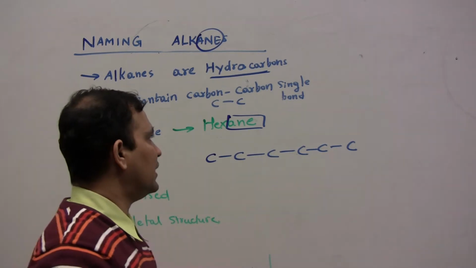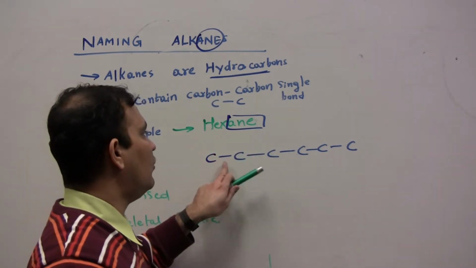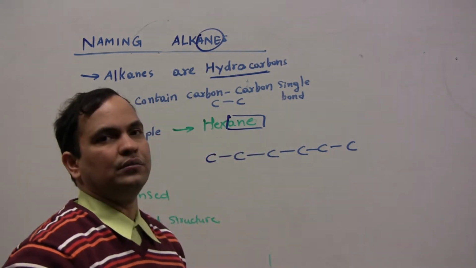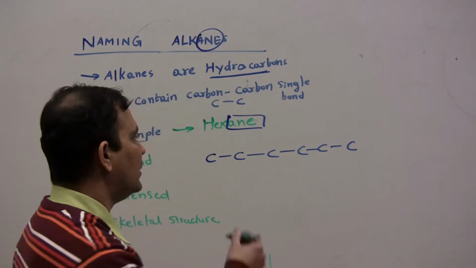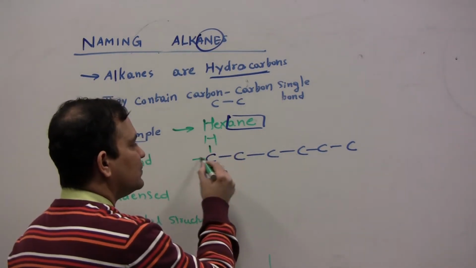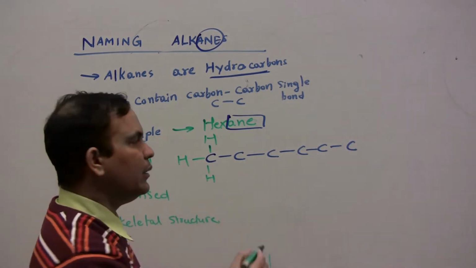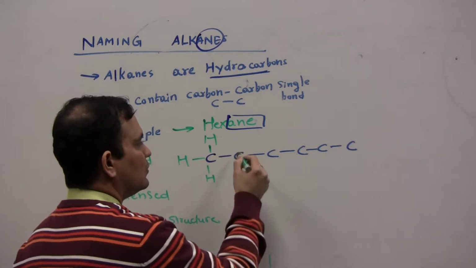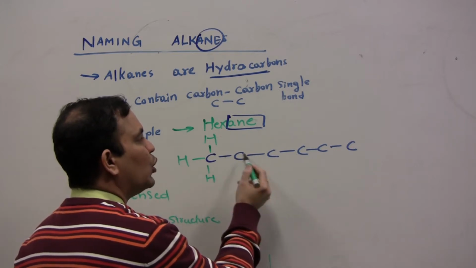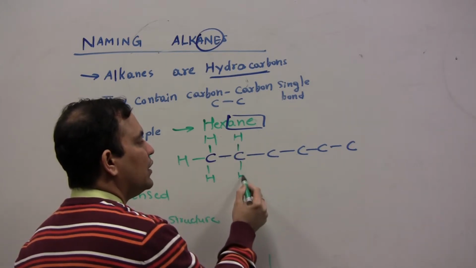See, 6 carbon atoms. Since it's an alkane, it will always have carbon-carbon single bonds, and the remaining valencies of carbon we will satisfy with hydrogens. So we know that carbon can form 4 covalent bonds. So 1, 2, 3, 4. This carbon has already formed 2 covalent bonds, so the remaining 2 we will put here.